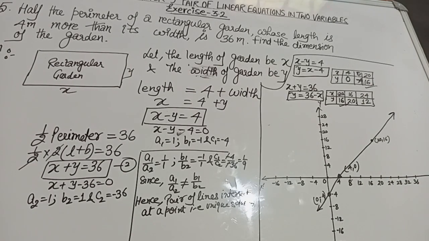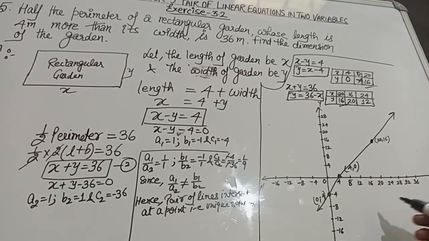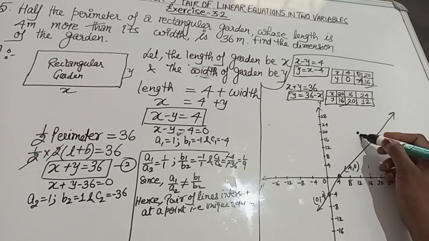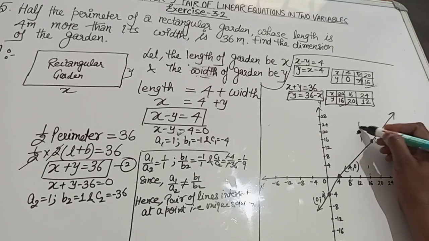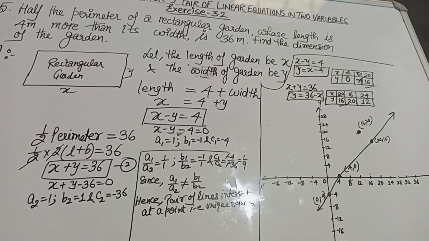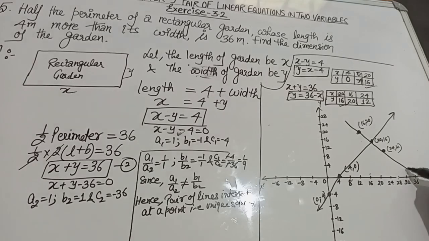Next, 16 and 20. So here is 16 and here is 20. Next, 24 and 12. So here is 24 and here is 12. Okay, so they intersect at 20 and 16.